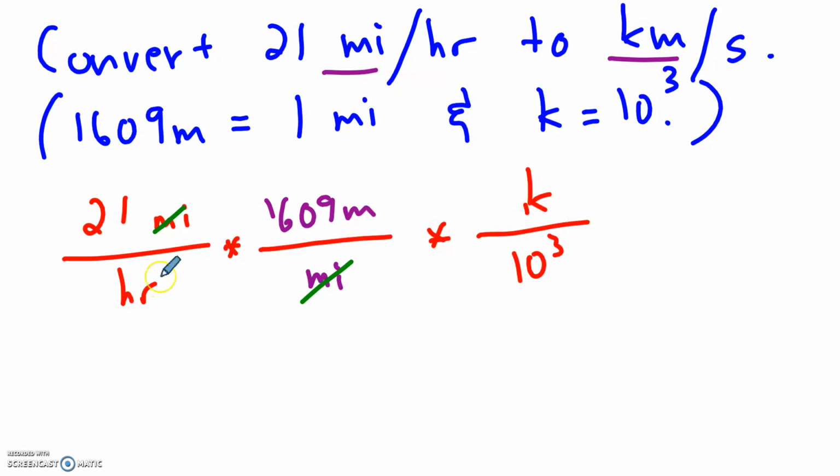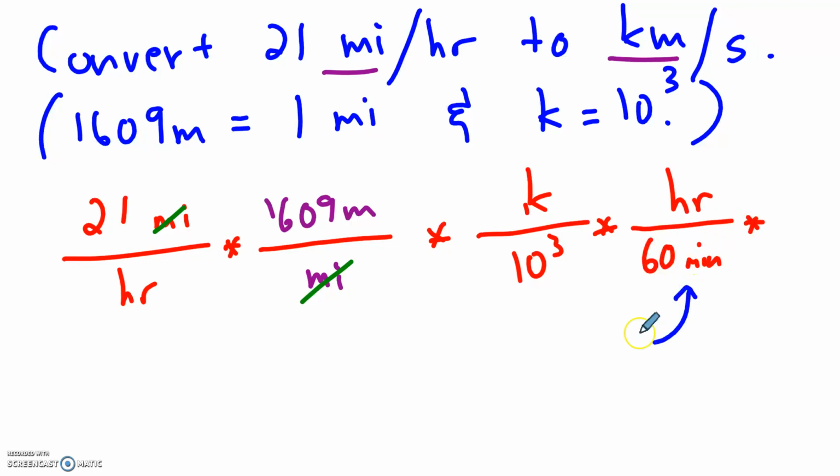And my next step is to convert the denominator to seconds. So how do I do that conversion? I cancel out the hours, and this time I put hours in the numerator so that they will cancel. Hours over hours is 1. And what do I put down below? Well, I know there's 60 minutes in 1 hour. So this is just like multiplying by 1.